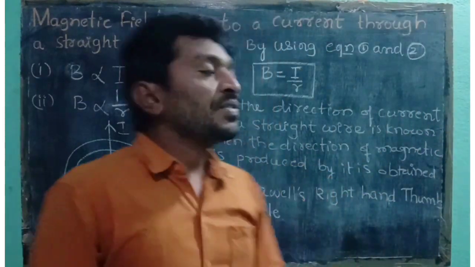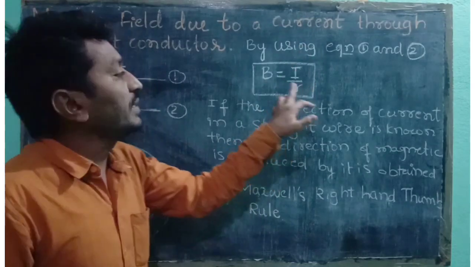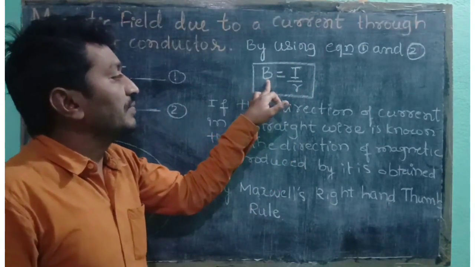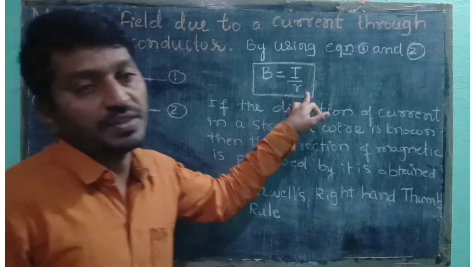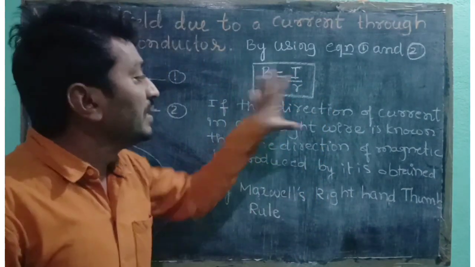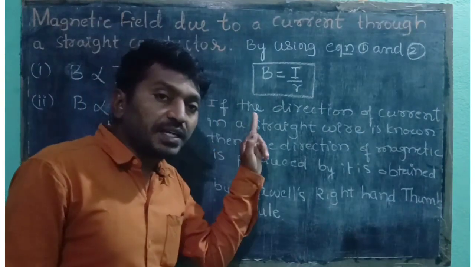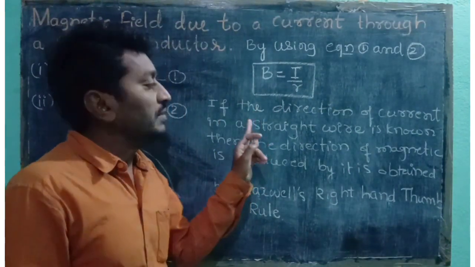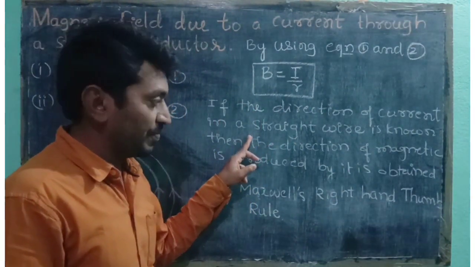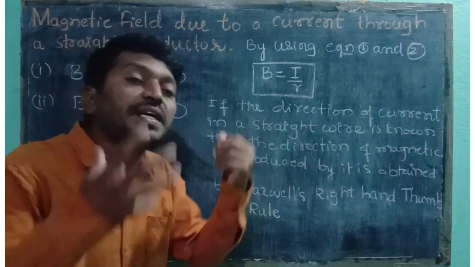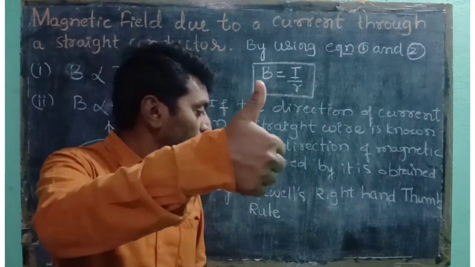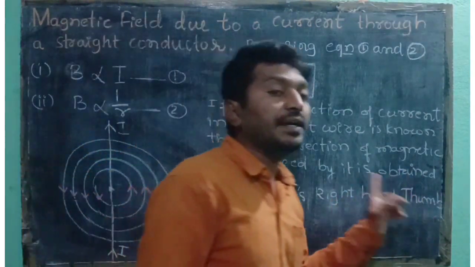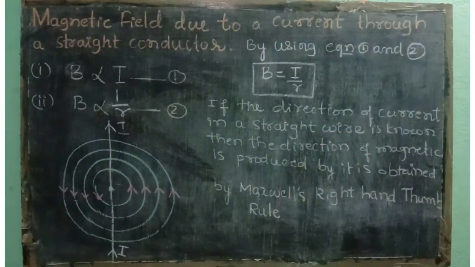By using equations 1 and 2, we get the magnetic field is defined as the ratio of current and the distance from the wire. So here, if a current flows in a straight conductor, a magnetic field is produced, right? Its direction can be obtained by Maxwell's right hand thumb rule.